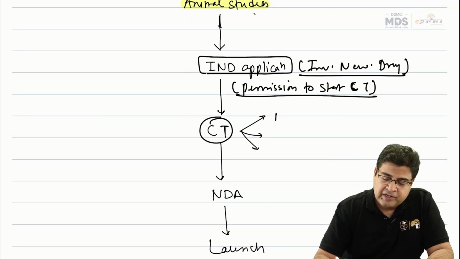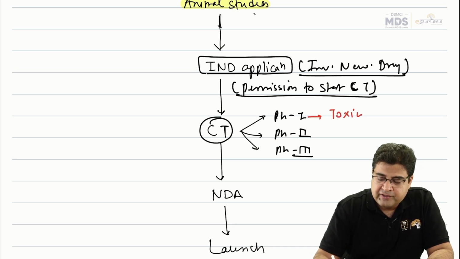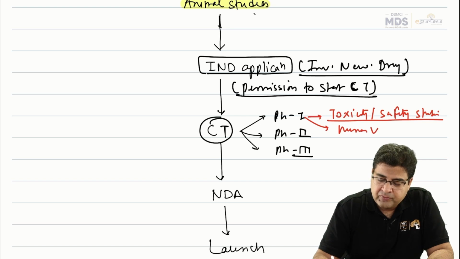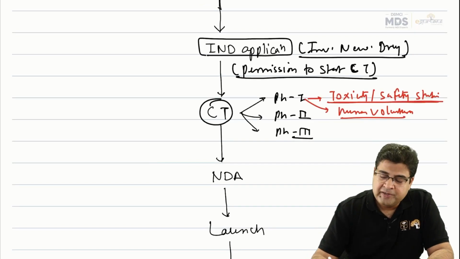Now there are three phases of clinical trial: phase 1, 2, and 3. Now guys, phase 1 clinical trial is known as toxicity studies. We also call it safety studies, where the experiments are done on human volunteers. Here we try to find out the drug toxicity or the toxic dose of the medicine.